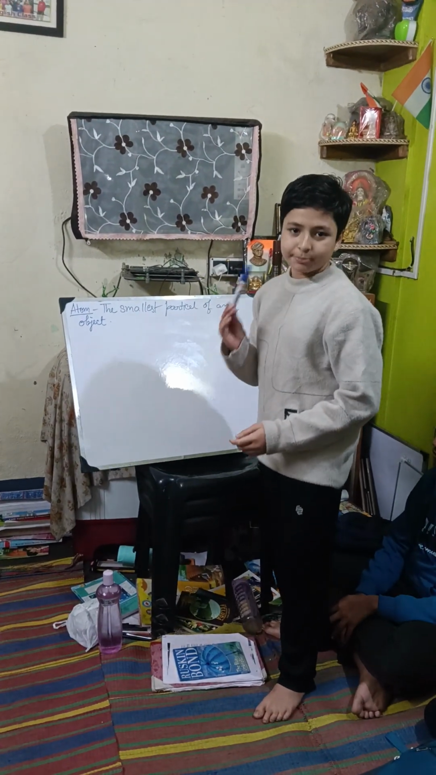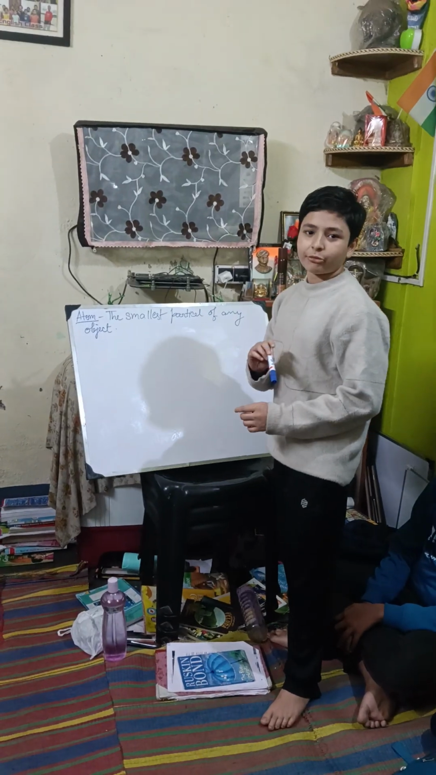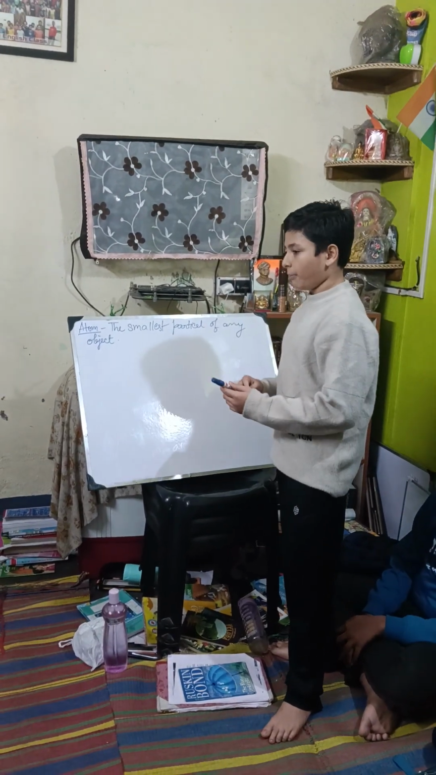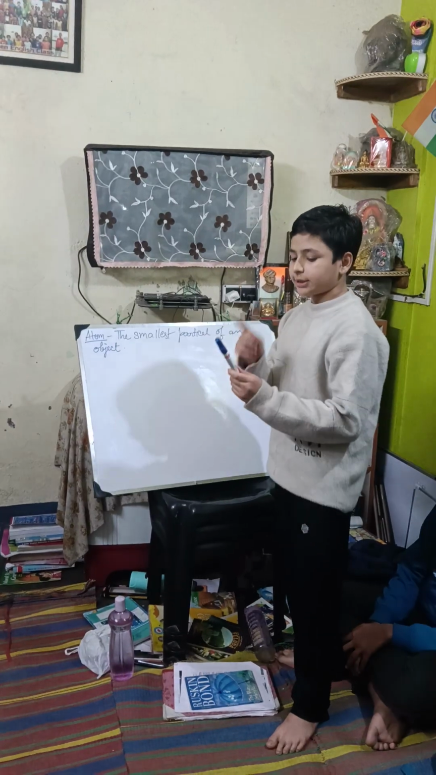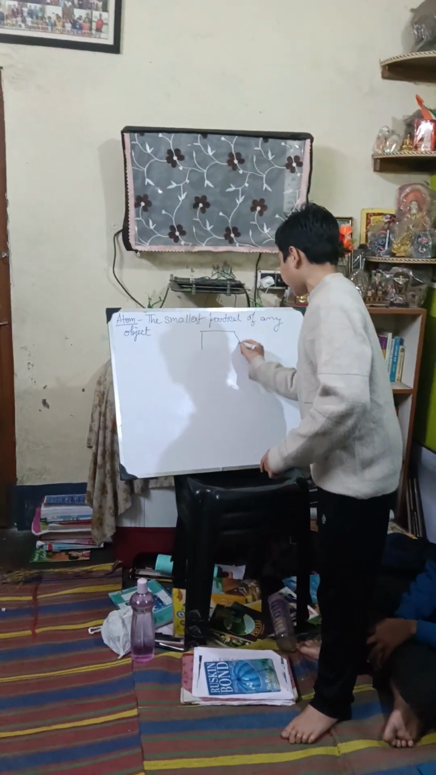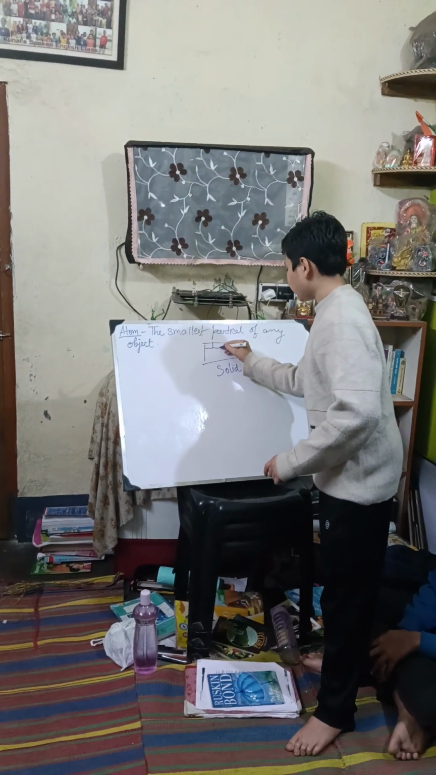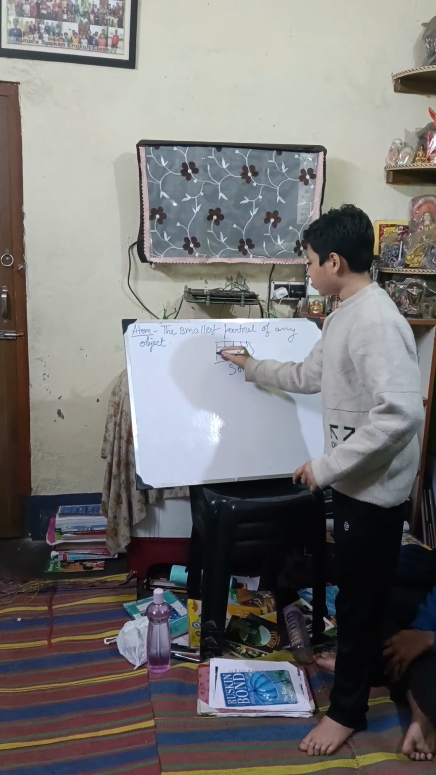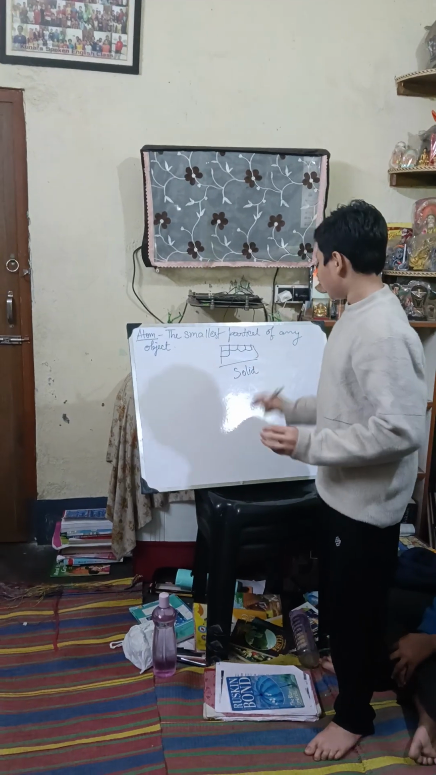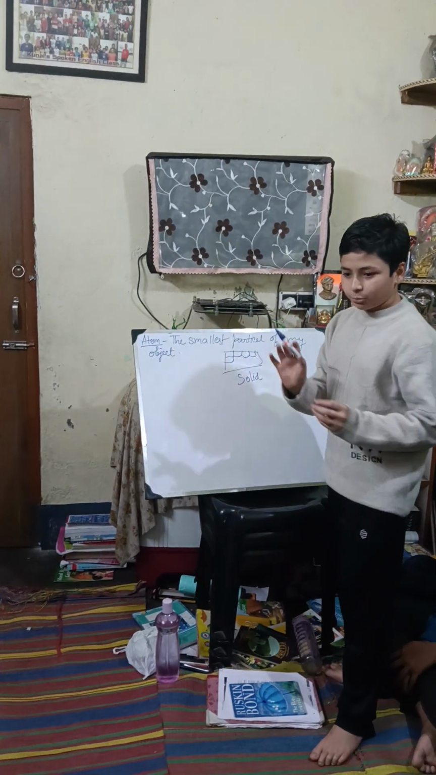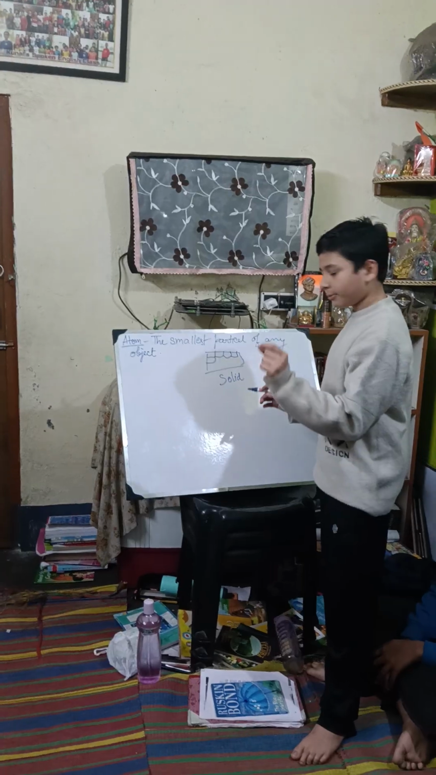Like this pen. This pen is made up of many molecules. But first of all, you tell me whether it is solid, liquid, or gas. Solid. It's solid. So a solid object has many molecules in it which are tightly packed. So these tightly packed molecules will have some atoms.